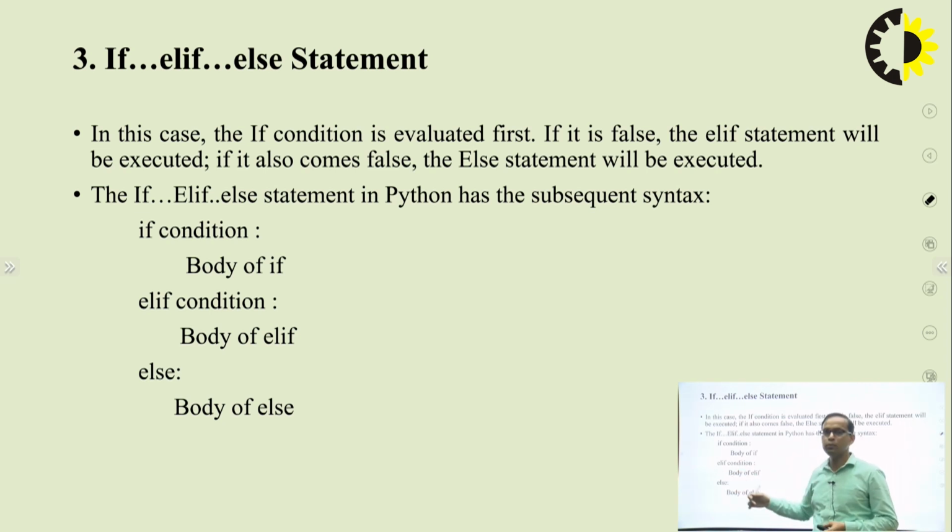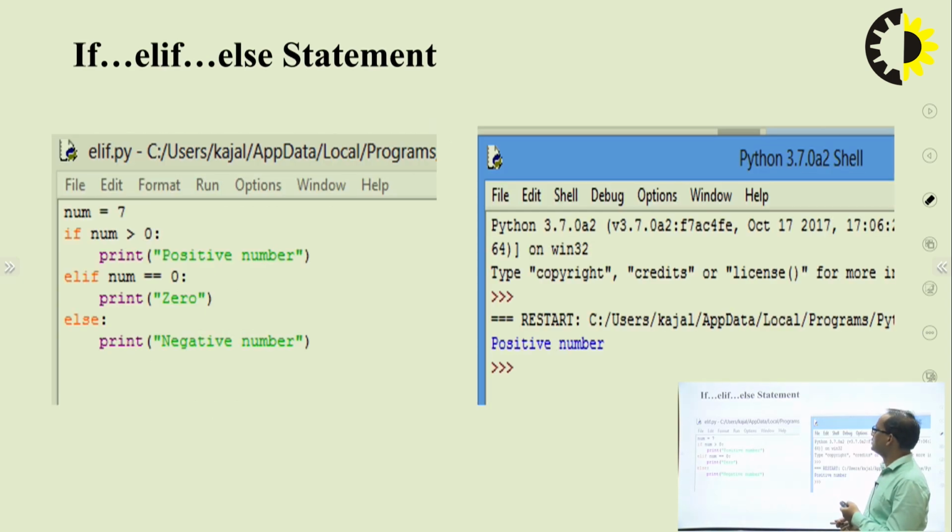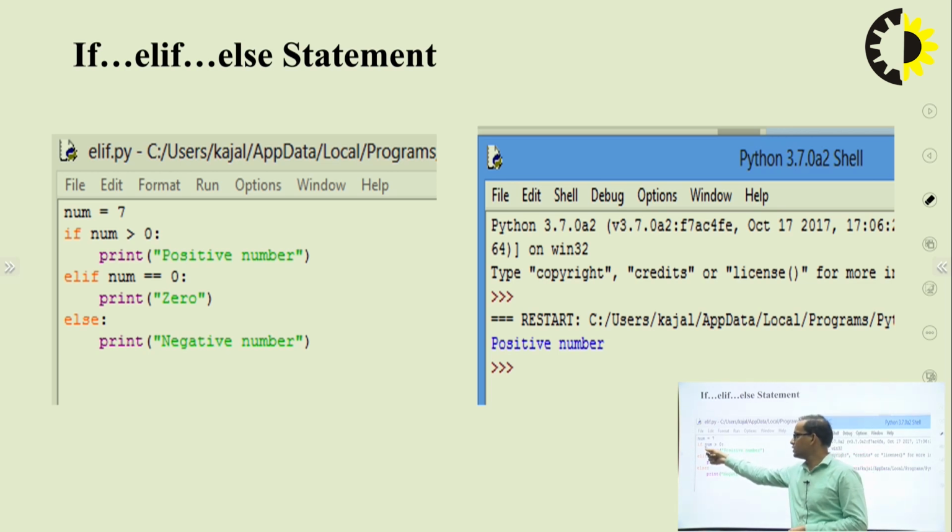Suppose we have to test 3 or 4 conditions, then we can define a new elif statement for condition 3, and again a new elif statement for condition 4, and for the default case, we will use the else. So this is the basic example of the if elif else statement in Python programming. Here we are declaring a variable num and assigning the value 7 to it. First, the if condition specified is whether num is greater than 0.